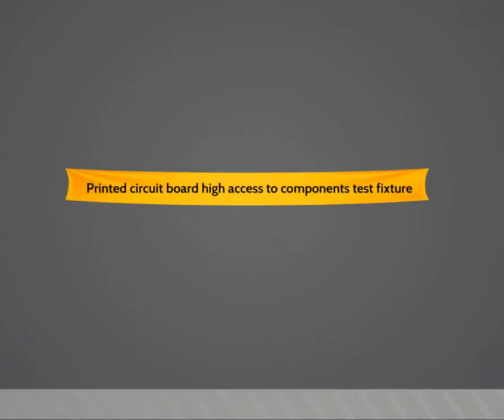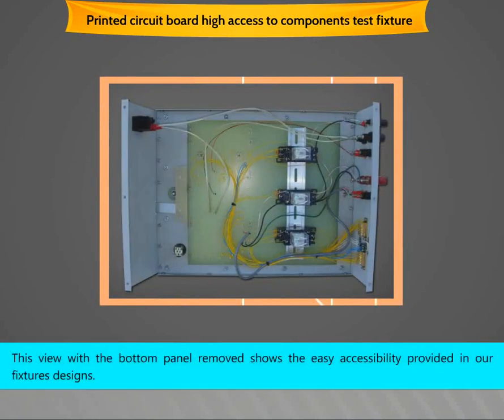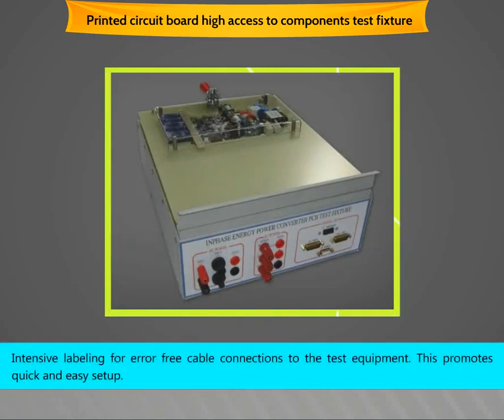Printed circuit board high access to components test fixture. The fixture provides easy access by pressing down with the lower surface of the top cover instead of using press down pins. This view with the bottom panel removed shows the easy accessibility provided in our fixture's designs. Intensive labeling for error-free cable connections to the test equipment. This promotes quick and easy setup.